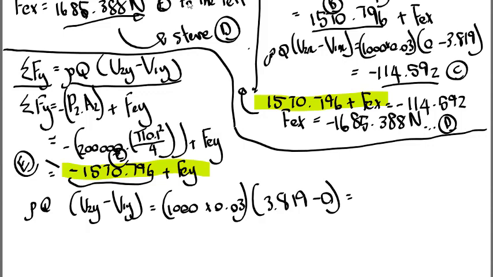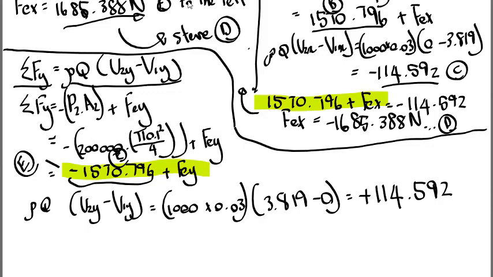Okay, so let's do that. So it will be the 1000 times 0.03, close the bracket, times your bracket 3, okay, in this case alpha A, minus 0, and that should give you a positive 114.592.